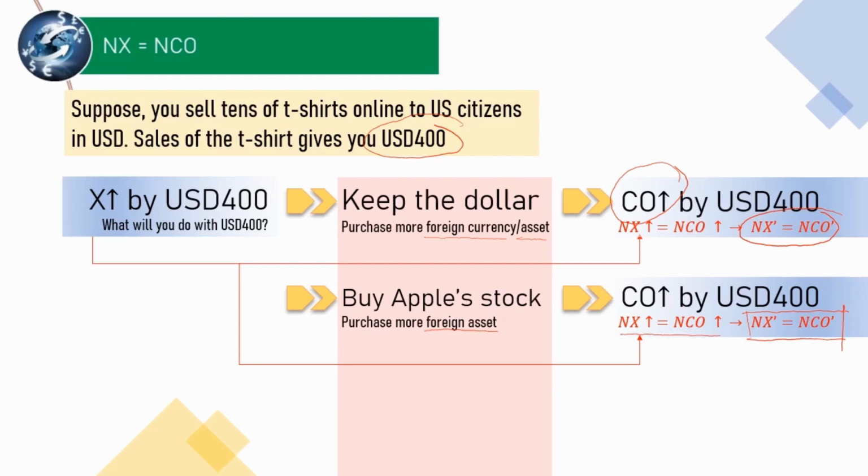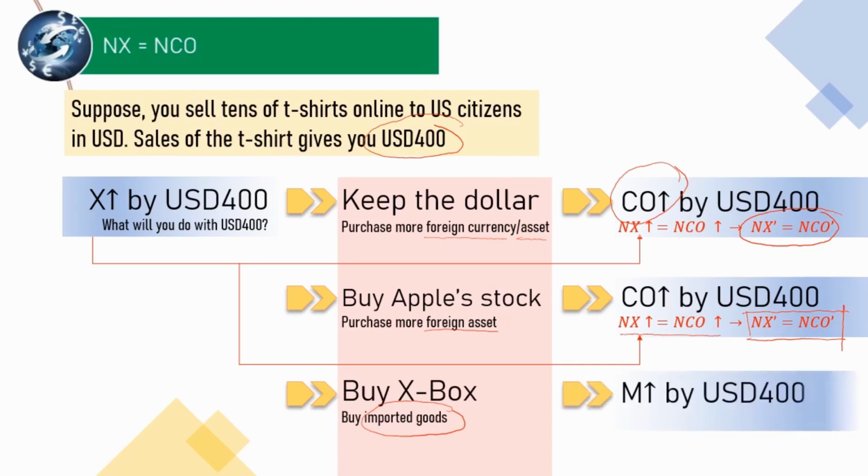The third possibility is you may use the dollar to buy US companies' products such as Xbox online. It has nothing to do with the net capital outflow. Here, import increases, and then export and import will cancel out each other, leaving the net export constant and no change in net capital outflow either. At the end, net export again equals net capital outflow.